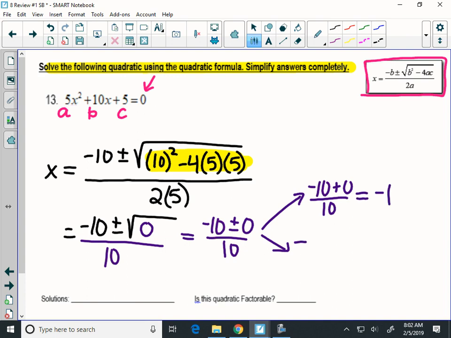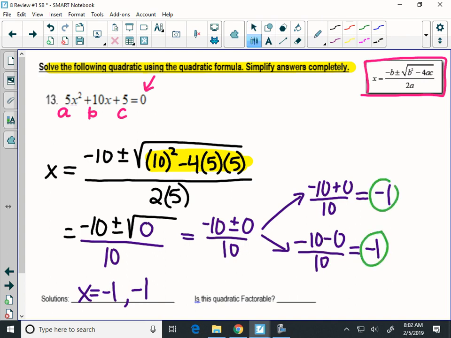And same thing down here, negative 10 minus 0 over 10. Well, we actually end up getting the same answer. So my solutions are just x equals negative 1. And you can write it twice if you want to. But remember, when you get rid of the radical, you need to give me 2 rational answers if there's no radical left. The other problem here, number 12, will have a radical in the answer. You can leave the radical. Because I have rational roots, yes, this quadratic is factorable.